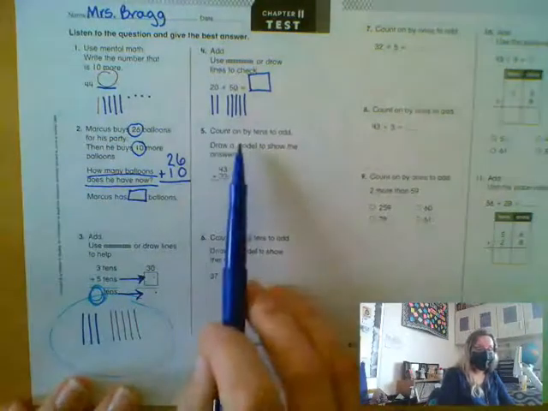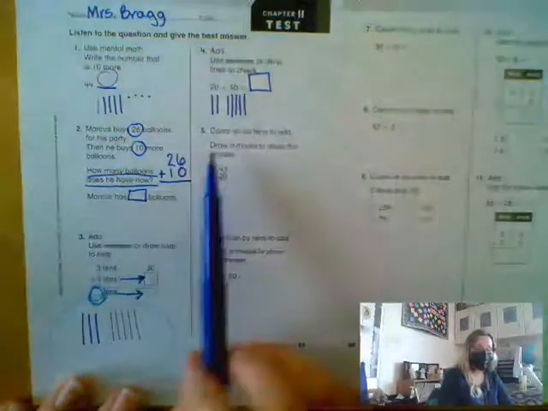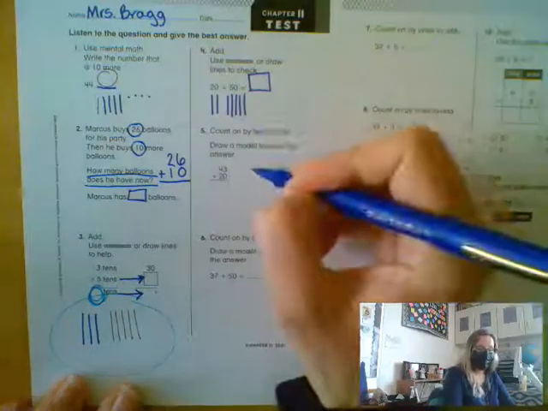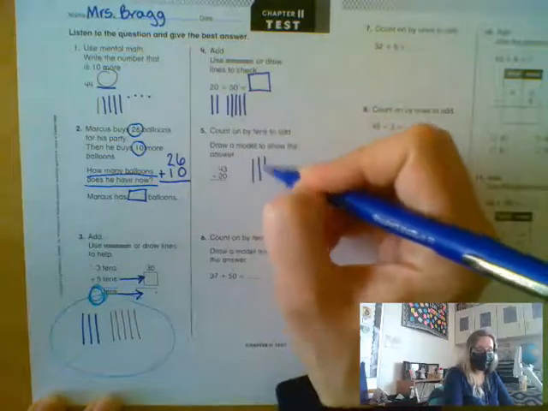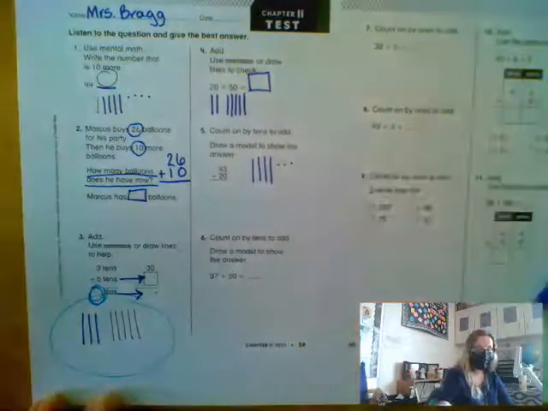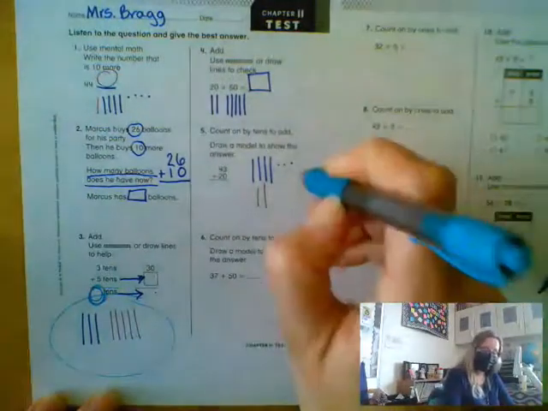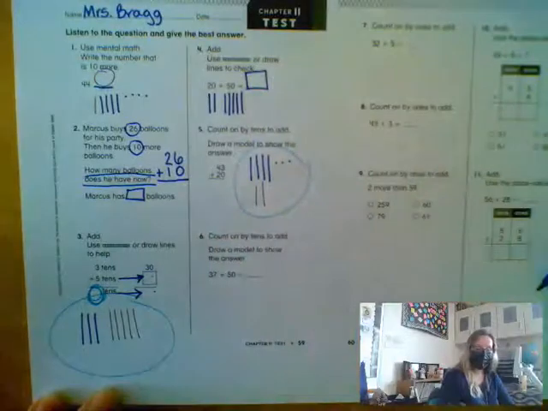Number 5 says count by 10s to add. Draw a model to show the answer. So we have 43. That's 1, 2, 3, 4, 1, 2, 3. And we're adding 2 more 10s. So what do we have all together? Put that answer here.